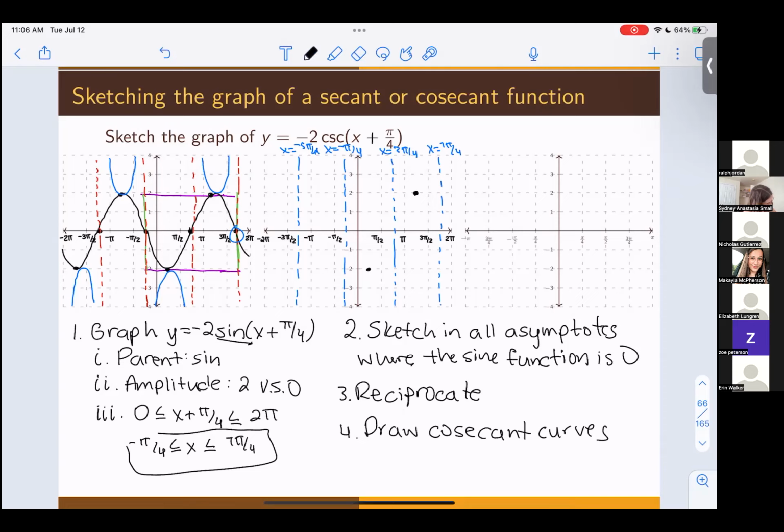Same thing, halfway through here at negative 3 pi over 4, we have one at 2. And then same thing down here at negative 7 pi over 4 and negative 2. Cool. Now we just need to sketch these curves in like we had them on our little sketch, just like so.